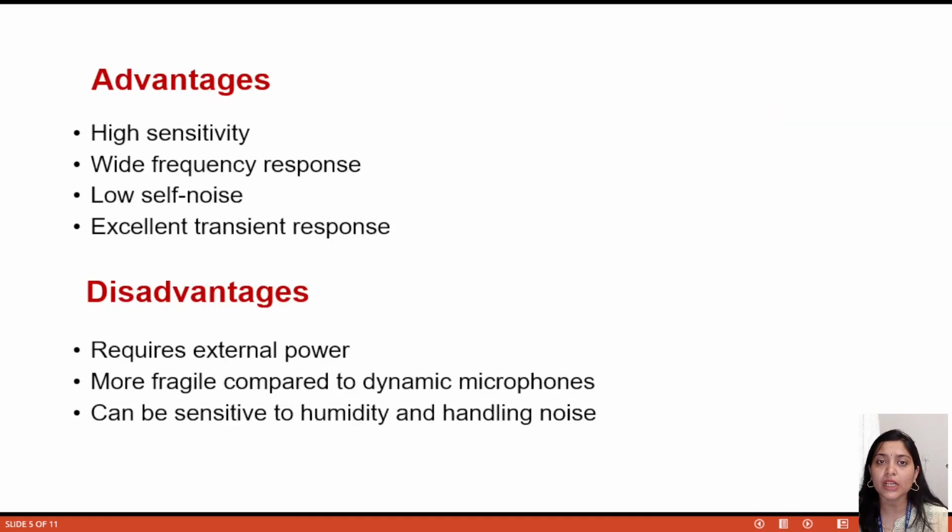And what are the advantages? The advantages are high sensitivity, wide frequency response, low self noise, and excellent transient response. And what are the disadvantages?